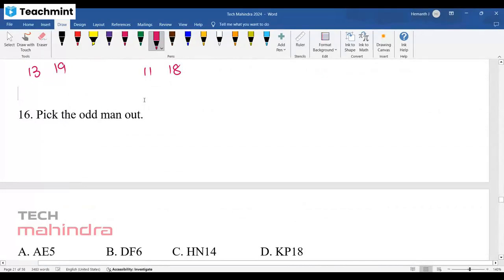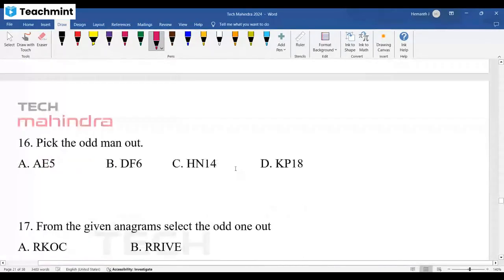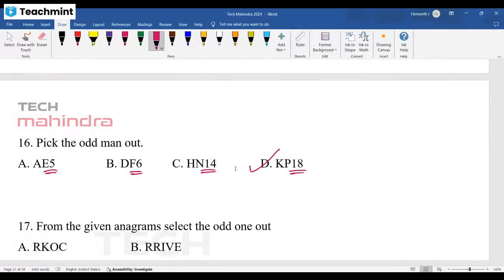One more odd man out, similar logic. E value 5, F value 6, N value 14, P value 16 is wrong. First letter there is no importance here; the second letter value they are giving. N 14, F 6, E 5, P 18. P should be 16.